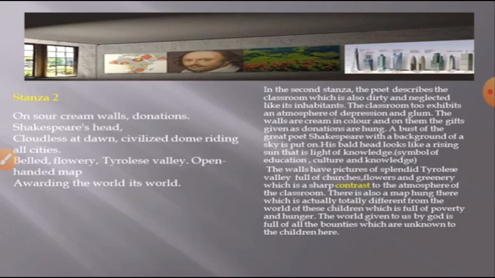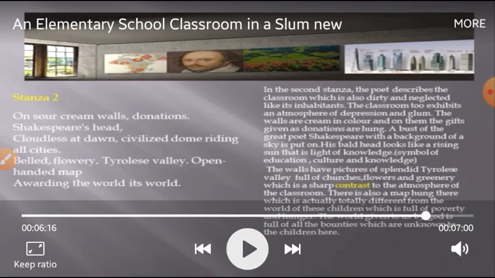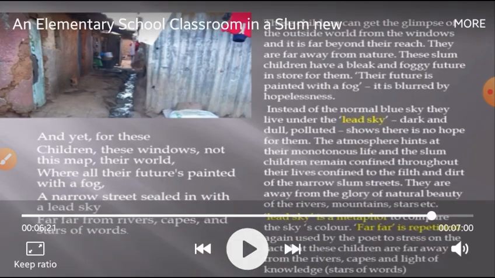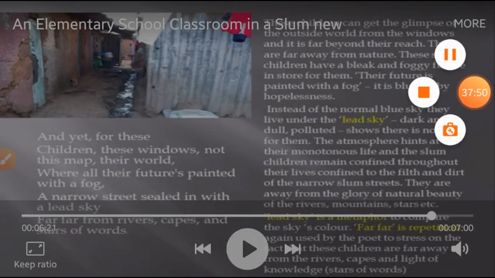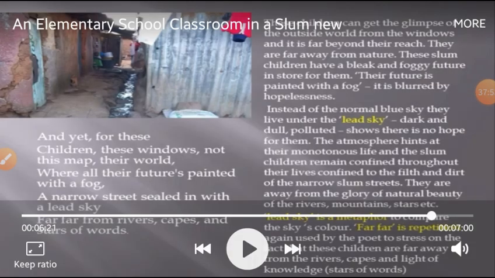To this open, ye wo wala map hai jo yahan par dikha raha hai, which is promising a lot of luxuries, a lot of opportunities, a lot of explorations, but the children do not get it. Come on, let's now move on to the next slide. See that one. And yet for these children, these windows, not this map, their world.